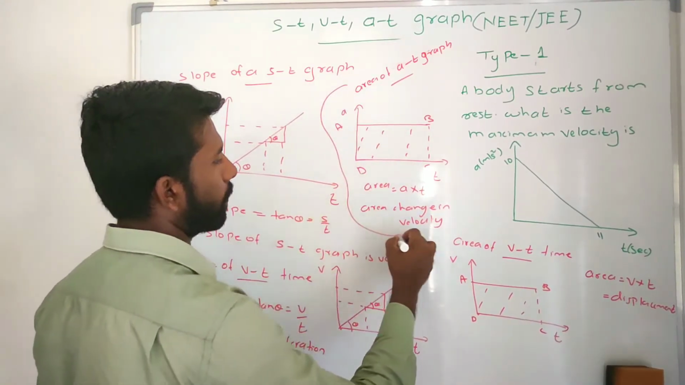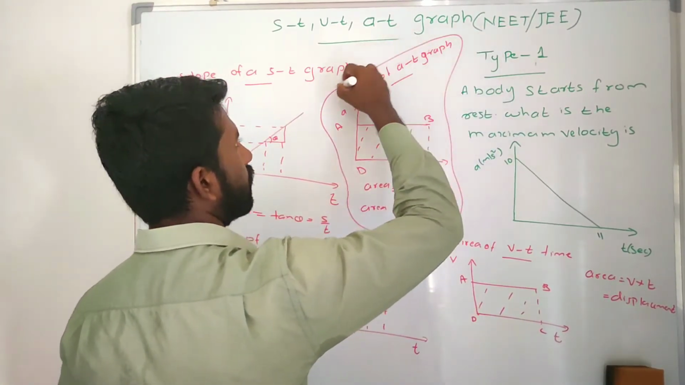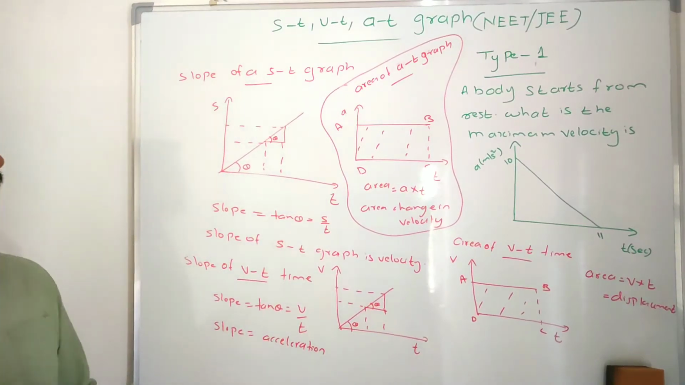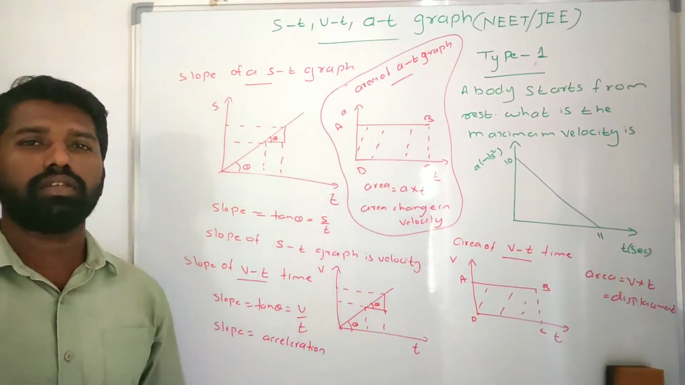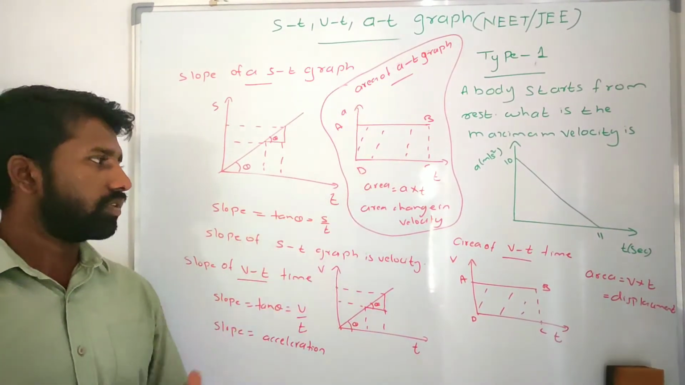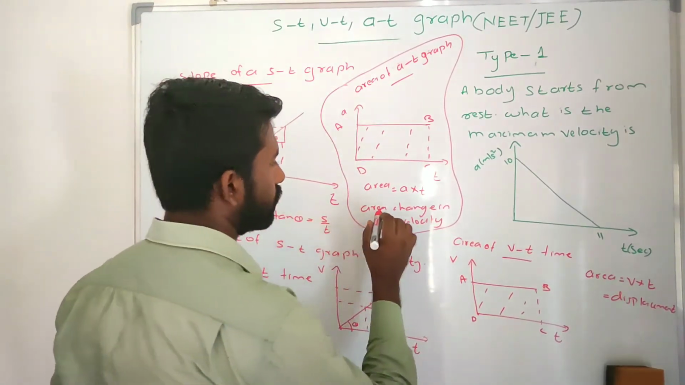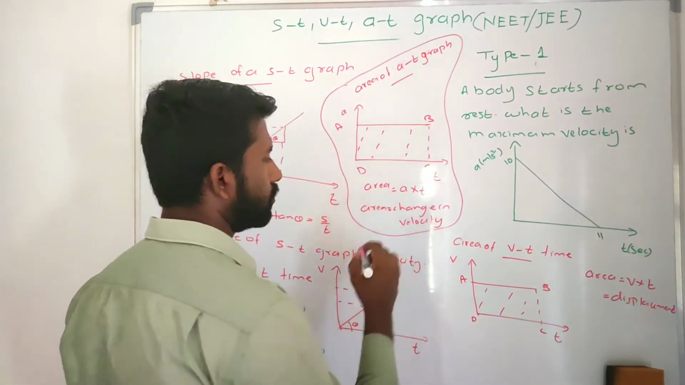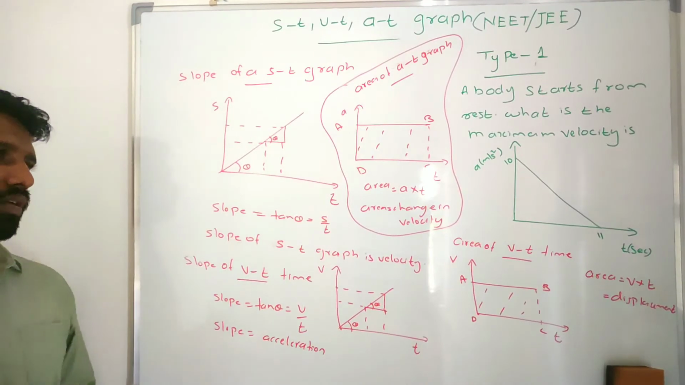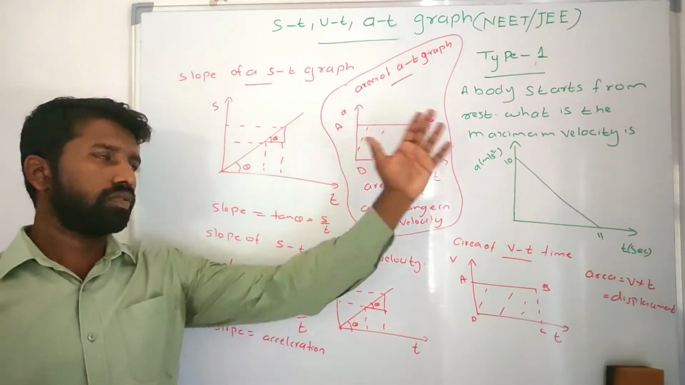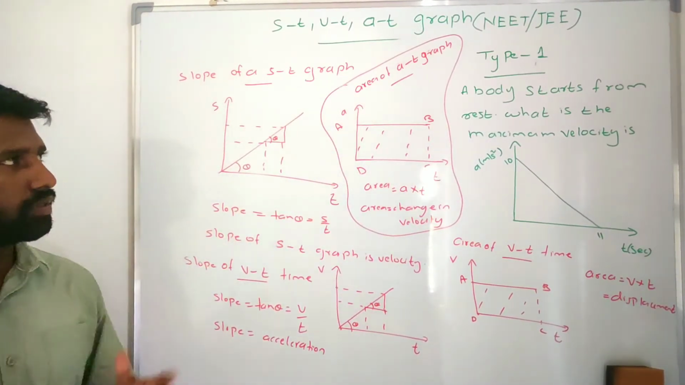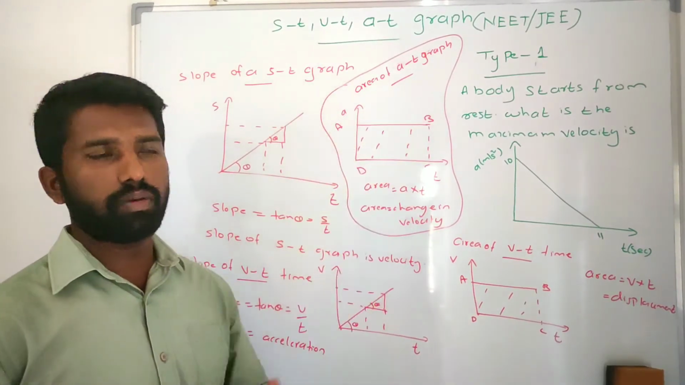So the area of the acceleration-time graph is change in velocity. Clear? Now we will go into the types of problems. First we will discuss the type 1 problem.